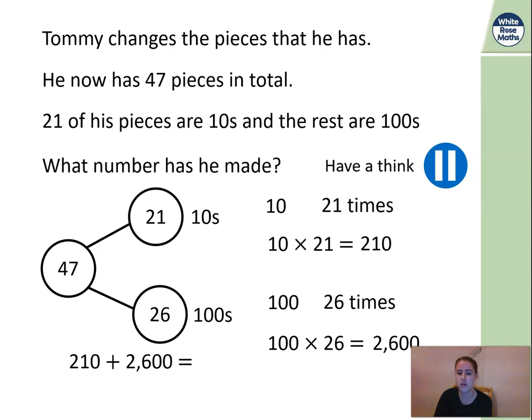So in total, we now have to add those two numbers together to work out what number he has made. So 210, we're going to add 2,600, and the answer is 2,810.